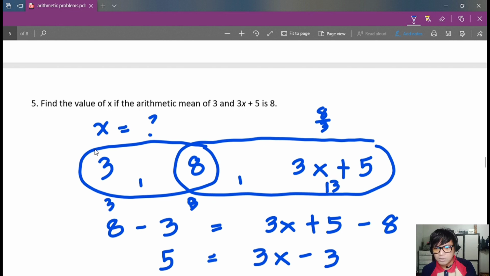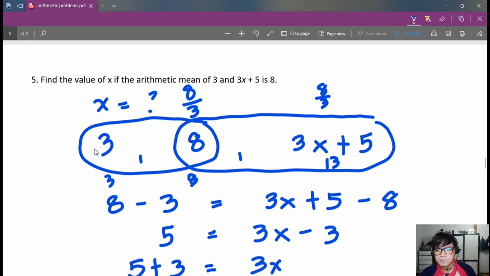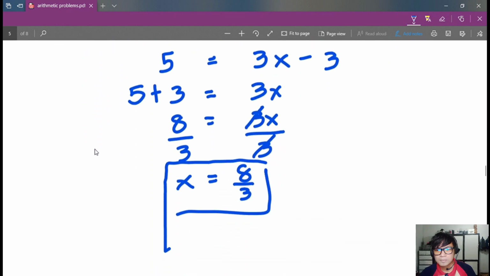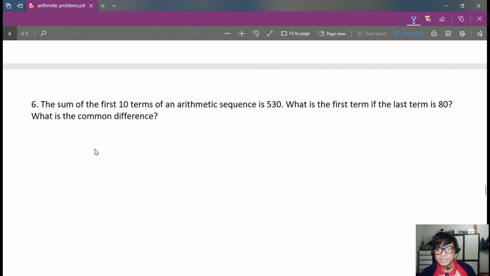So, tingnan natin kung meron silang common difference. Common difference is 5. Ang common difference naman ng 13 and 8 is 5. So, the answer is correct. So, our x is 8 over 3. So, let's proceed to number 6 problem.